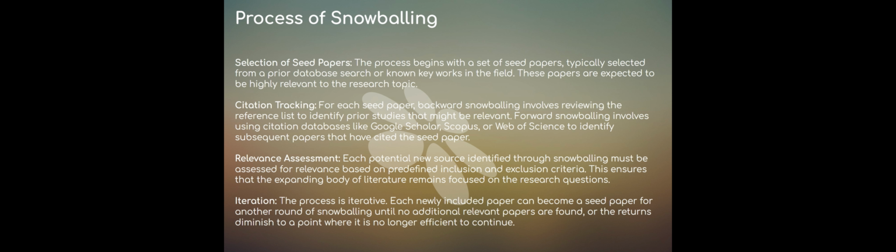The next step is called relevance assessment. Each potential new source identified through snowballing must be assessed for relevance based on predefined inclusion and exclusion criteria. This ensures that the expanding body of literature remains focused on the research questions. The last step is iteration. The process is iterative. Each newly included paper can become a seed paper for another round of snowballing until no additional relevant papers are found, or returns diminish to a point where it is no longer efficient to continue.